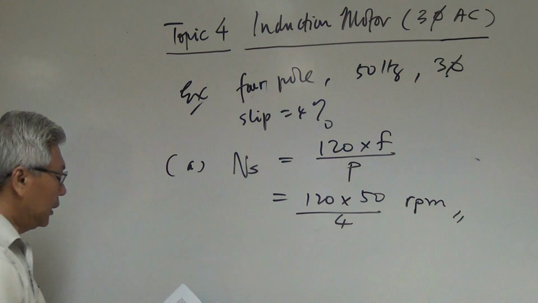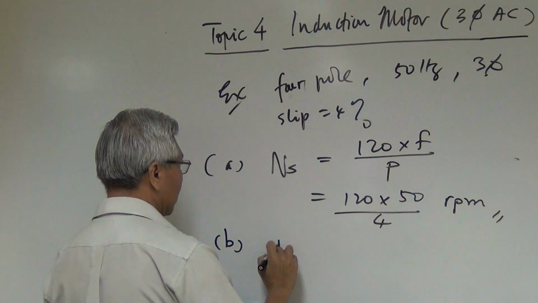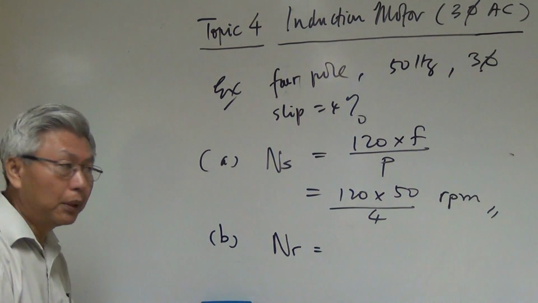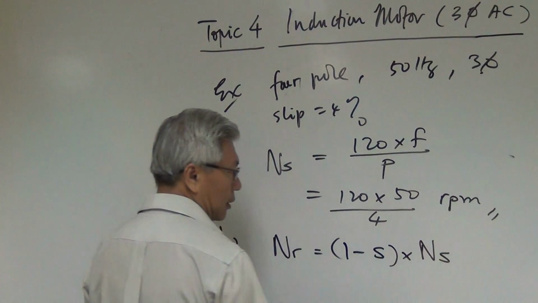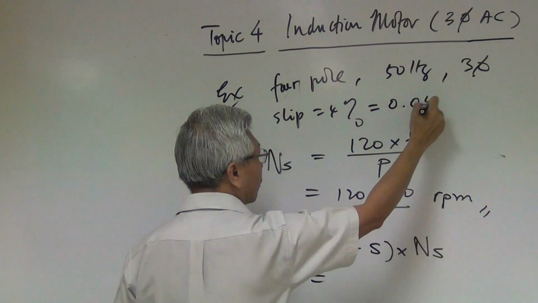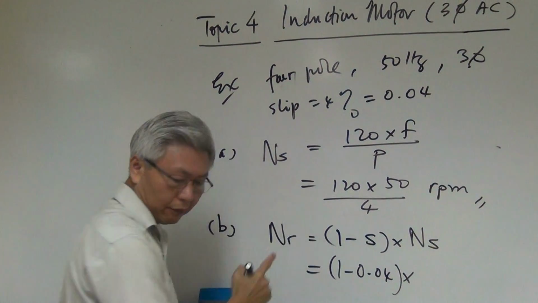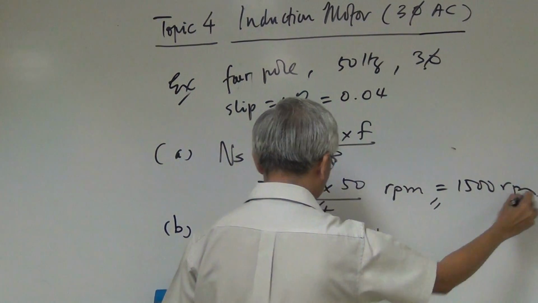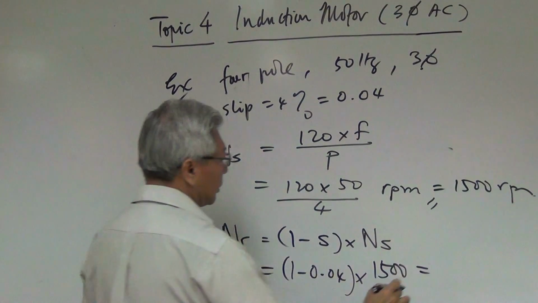Part B. Find the rotor speed. The formula is 1 minus s multiplied by Ns. And the slip is 4%. 4% means 0.04. So 1 minus 0.04 multiplied by the synchronous speed that we obtained above, which is 1500. So the answer is 1440 RPM.